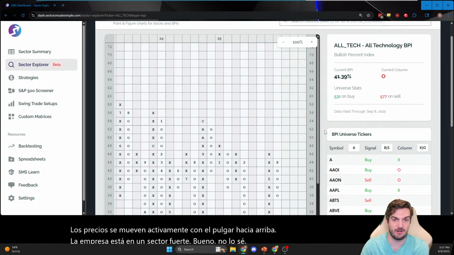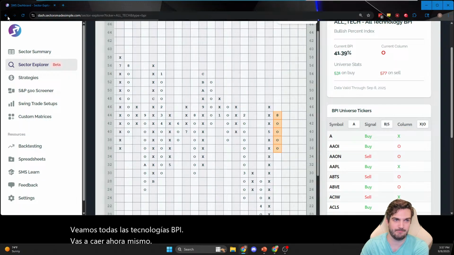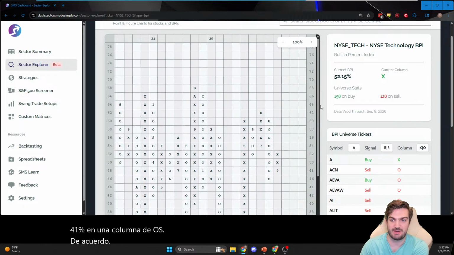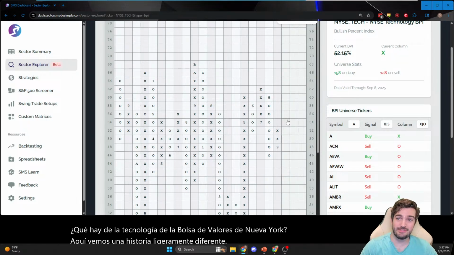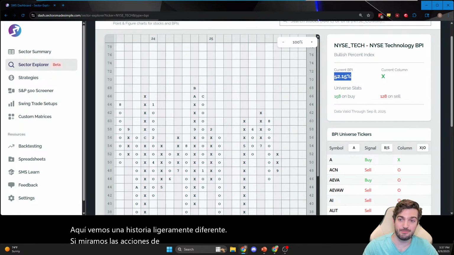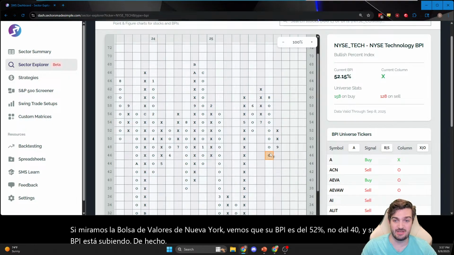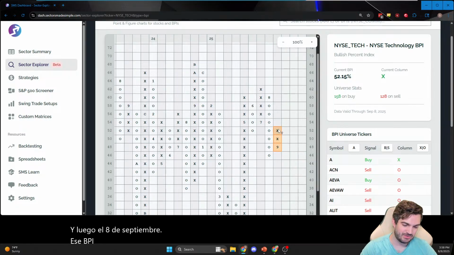Let's look at all technologies BPI. Ugh. Going down right now. 41% in a column of O's. Okay. How about New York Stock Exchange tech? Here we see a slightly different story. If we look at the New York Stock Exchange, we see that its BPI is 52%, not 40, and its BPI is going up. In fact, it was going down until August 19th, and then on September 8th, yesterday, that BPI reversed into X's. Check that out.